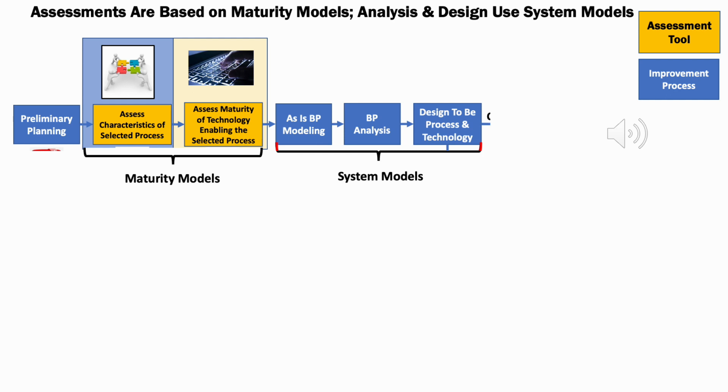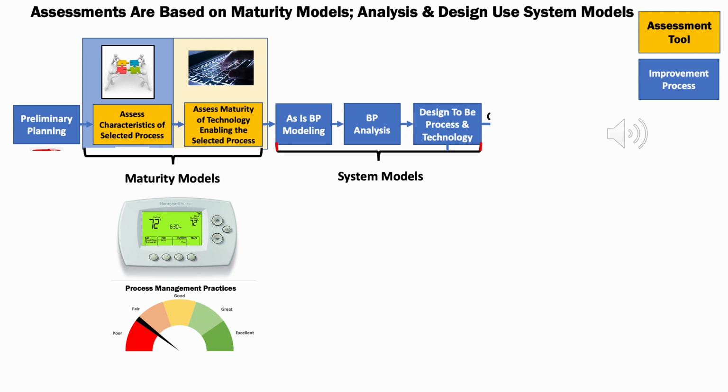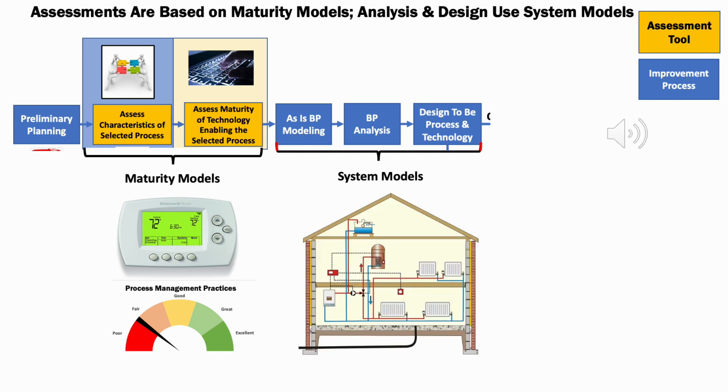Maturity models are equivalent to a thermostat in a house. The indoor temperature shows us the as-is state, and the set point is how we define our goals for the to-be state. A system model would include a detailed description of the elements that drive the temperature in the house. Understanding each of these elements and the interactions between them is required to design, implement, and operate the overall system and achieve our goals.